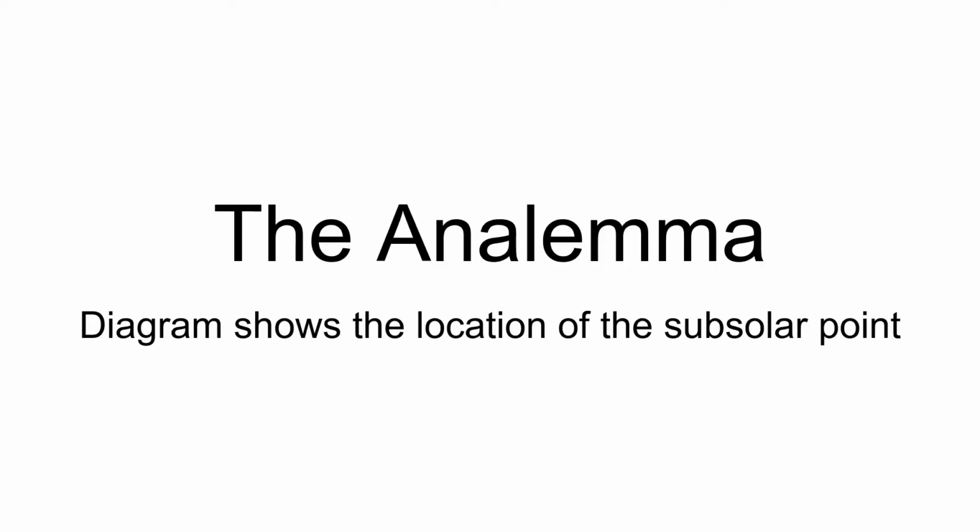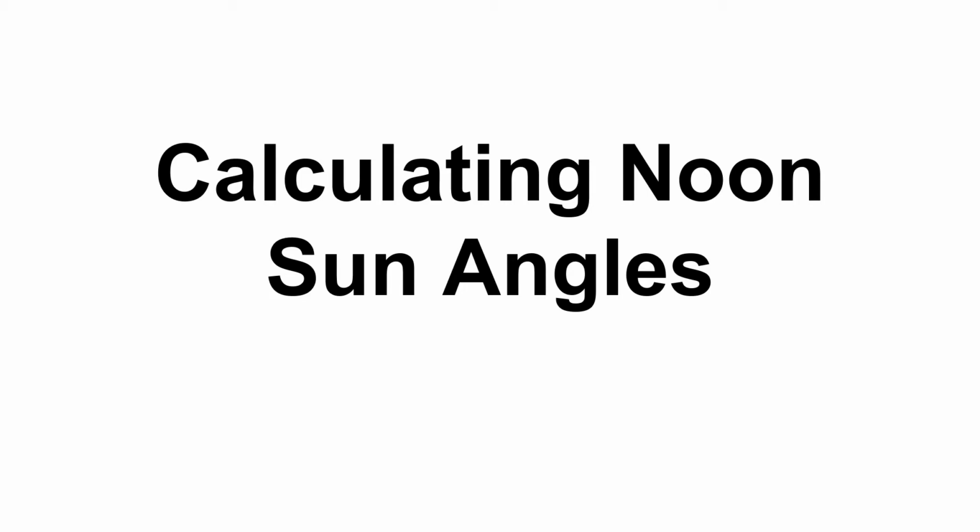So we're going to look at the analemma, which is a diagram that shows the location of the subsolar point throughout the year. We're going to look at how to calculate noon sun angles, which is the angle of the sun above the horizon at noon. And we're going to look at patterns and how to read a diagram showing daily insolation values.